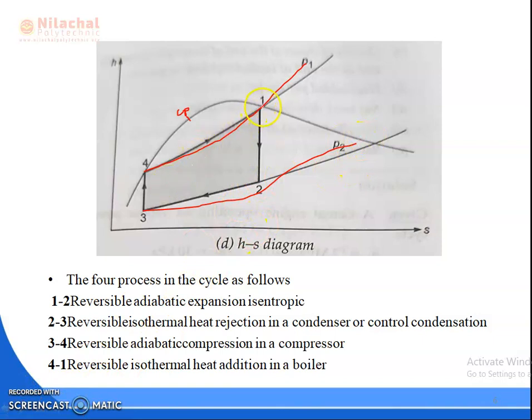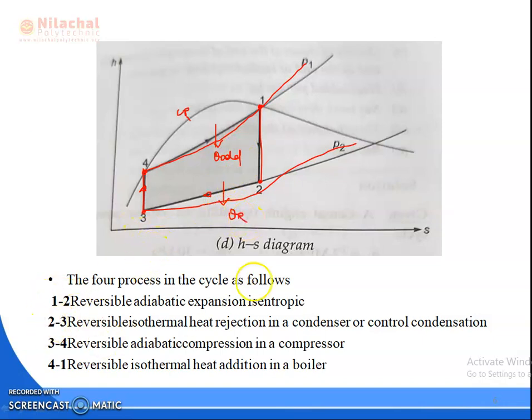So for 1 to 2 isentropic expansion, point 1 should be on the saturated vapor line, and point 2 is in the wet region. 2 to 3 is controlled condensation, and point 3 must be in the wet region. 3 to 4 is isentropic compression. After compression, point 4 is on the saturated liquid line. Then 4 to 1 is heat addition in the boiler, and 2 to 3 is heat rejection from the condenser.